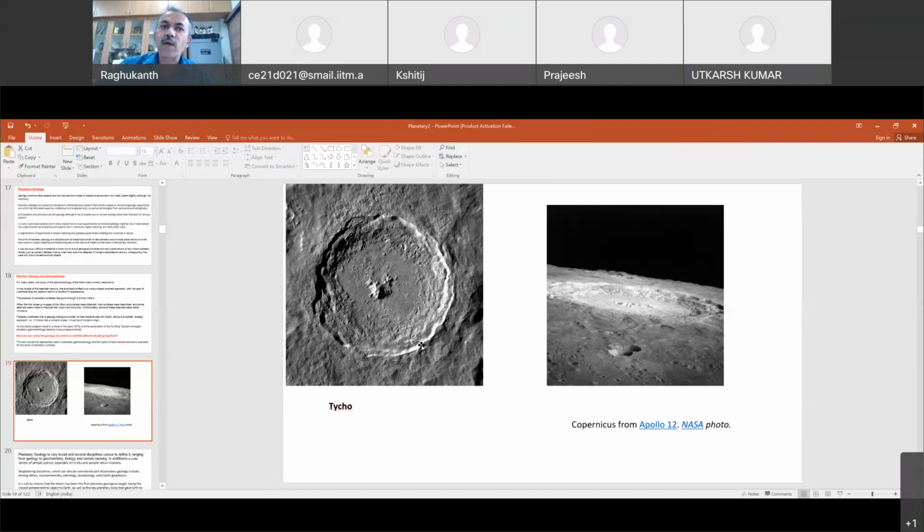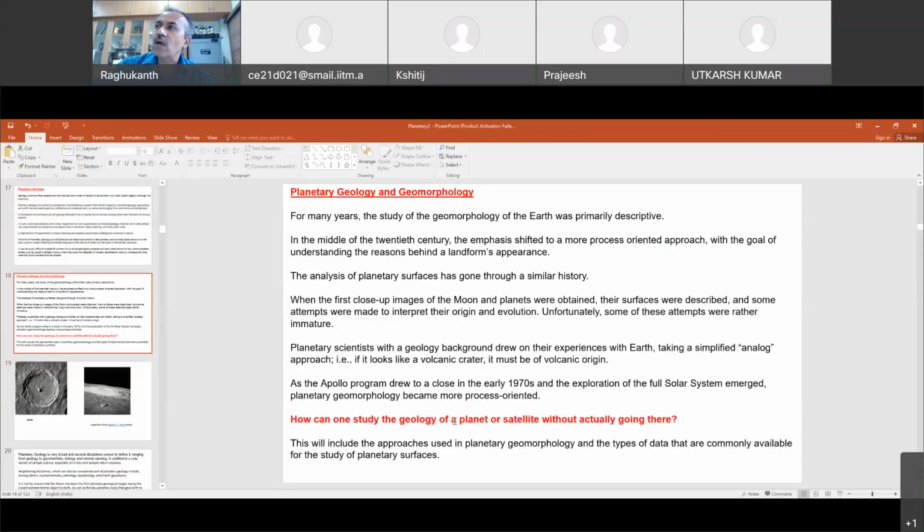So this is a fundamental question: how can one study the geology of a planet or a satellite without actually going there? This is what we try to do in planetary geology. Earth geology is different. We can do experiments, we can collect samples, and then we can come to some kind of conclusions. But this is what we try to do in planetary geology.